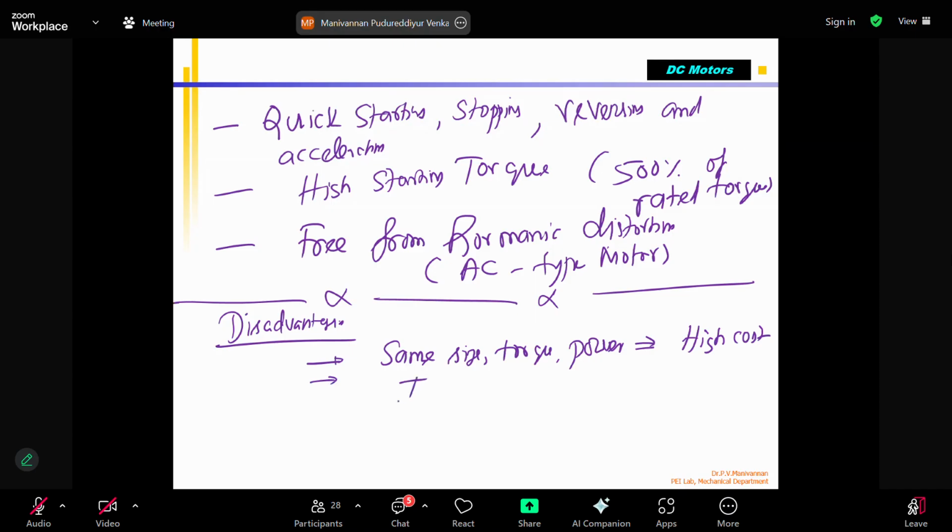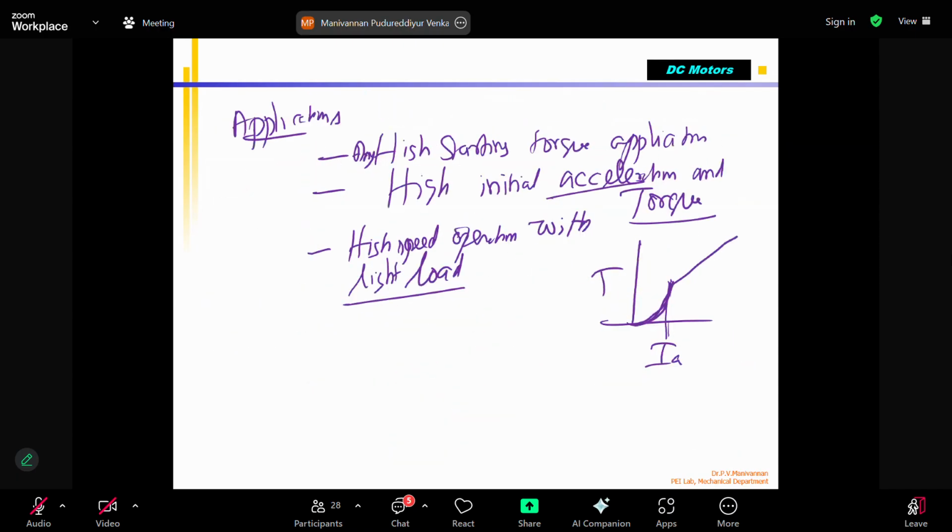Then increased maintenance, I am talking about increased maintenance compared to AC motors. The increased maintenance cost is because of the commutator and brushes getting worn out. Physically they wear out because they are touching each other. Correct? I showed you this figure.